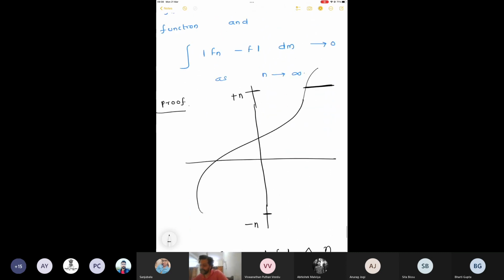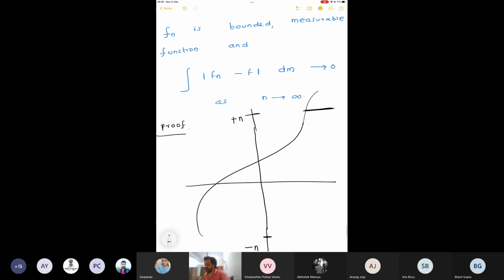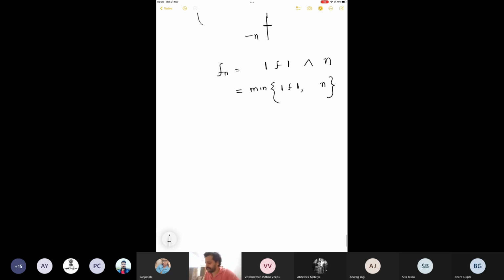Okay. Now let us prove that result. What is to be proved? Each fn is bounded, measurable, and then the integral over this. To prove the last part, I shall invoke the dominated convergence theorem. For that, first you want domination. That is, each fn should be dominated by an integrable function. Okay. So let us start the proof.